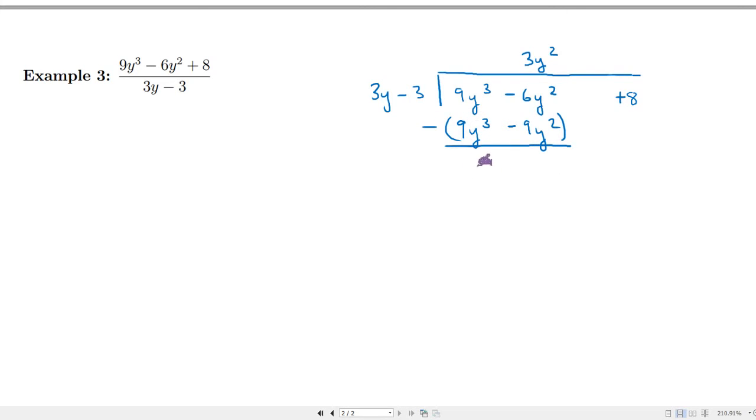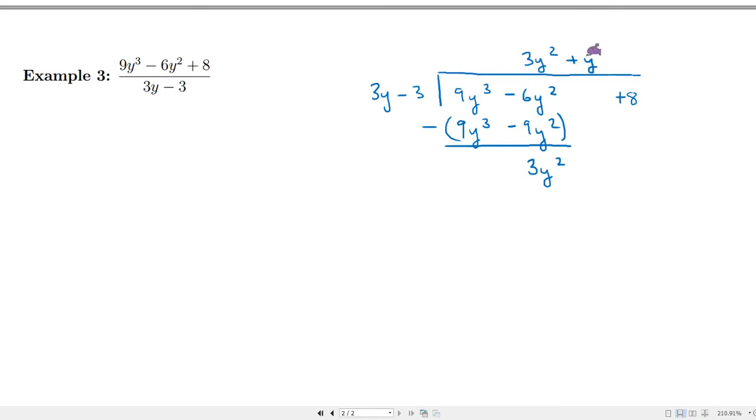So we'll get 0 from the cubes, right? They'll cancel. But then minus 6, minus minus will be plus. So plus 9 will be positive 3y squared. And we could bring down this positive 8, but the only thing that's going to matter is the leading term, really, in determining what we need to multiply by. But now look at this. So what do I need to multiply the leading term, 3y, by to get 3y squared? Well, I need to multiply by a y.